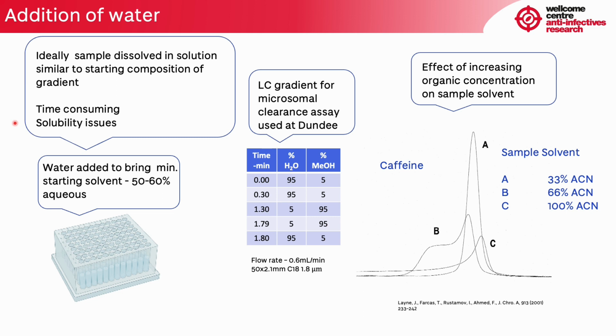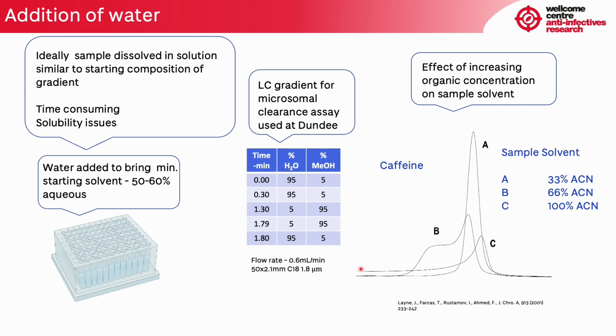We can look at the effects of different sample solvents using caffeine as an example. Here, run on a typical fast LC gradient used for clearance samples. The LC gradient has a starting composition of 95% aqueous, which is held for 0.3 of a minute before a linear gradient to 5% aqueous, held there for a further half a minute before returning to the starting conditions.